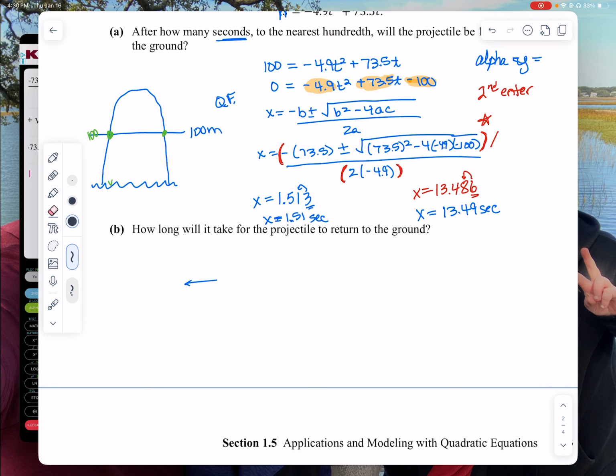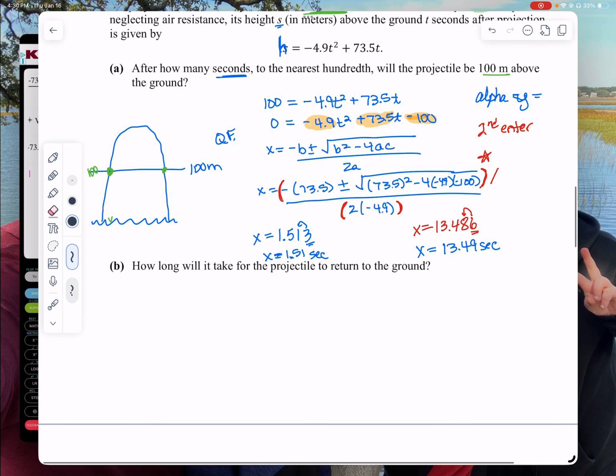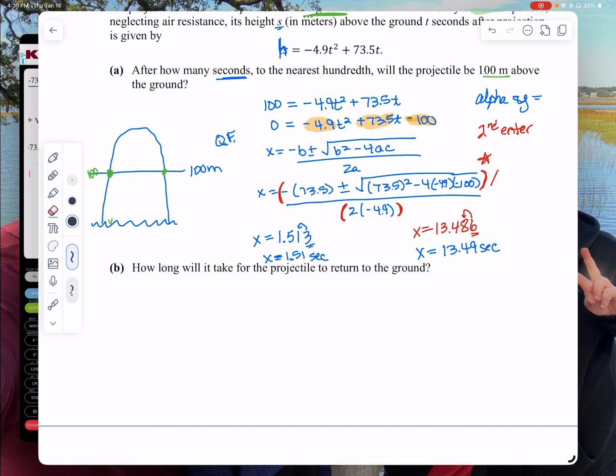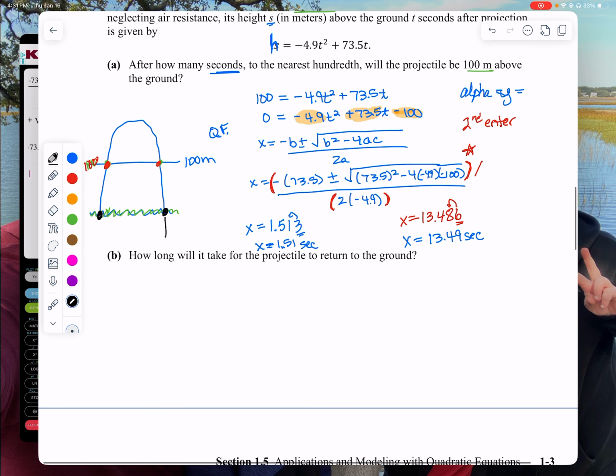So this one says, how long will it take for the projectile to return to the ground? Well, let's look up here at my picture. I should have made this green, huh? That should have been green, not these guys. So the ground's green. So there's two times that it's green, right? It's green here and it hits the ground there. So twice it hits the ground, once before we even kick it off, and then when it lands. Where is the ground? What is the height?